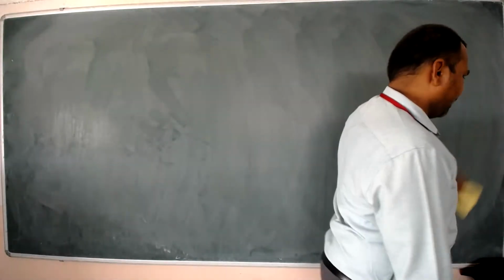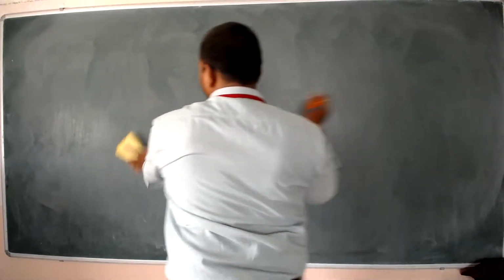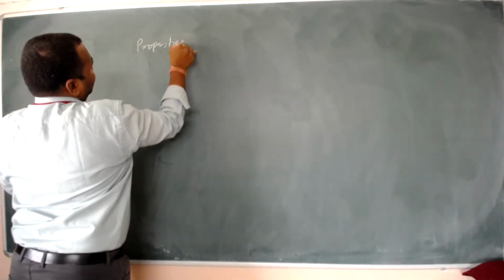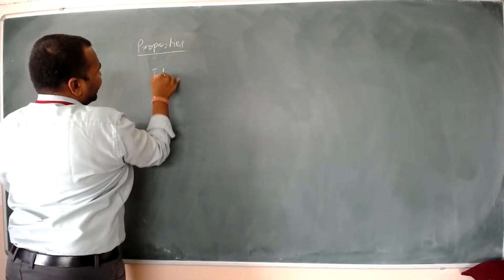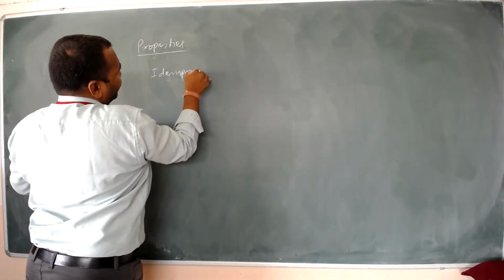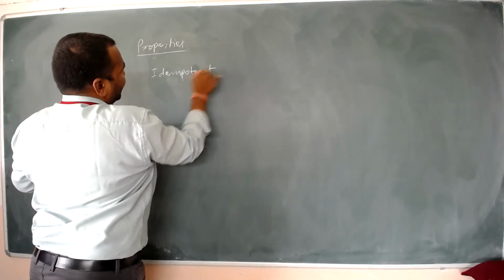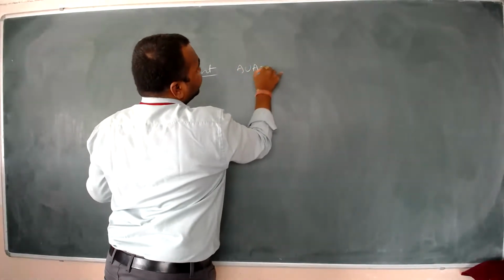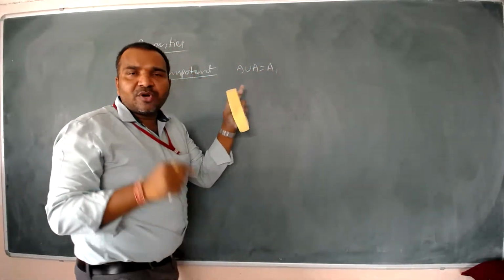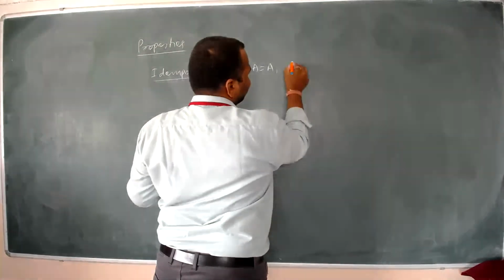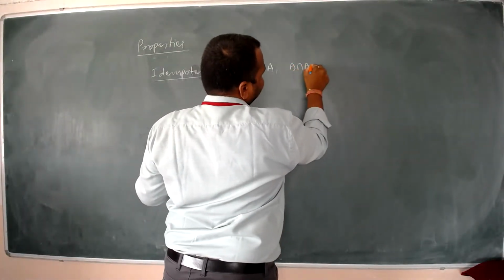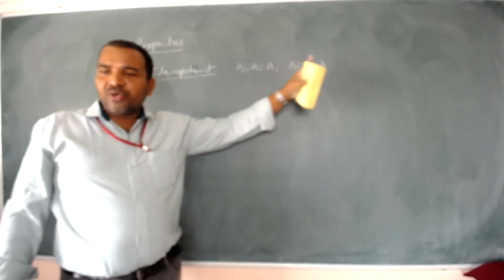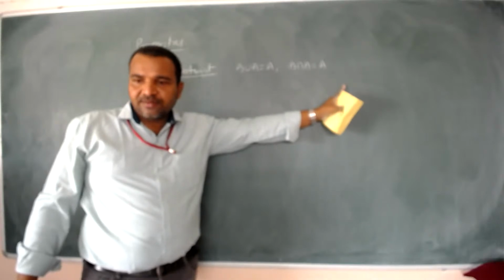Now, some most important properties are there. We will discuss them one by one. You can use these properties. First property, idempotent. Idempotent property: A union A is A. Idempotent property in union. Similarly, in intersection also, A intersection A is also A.